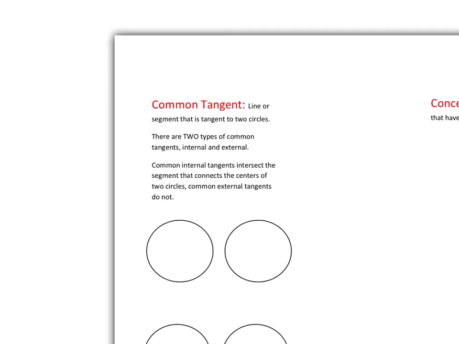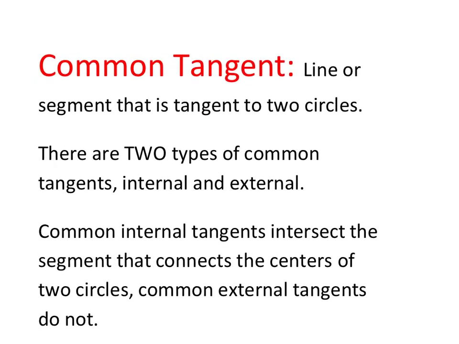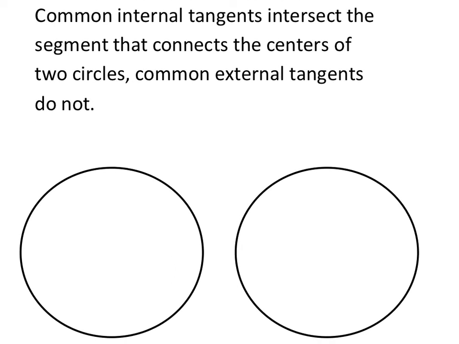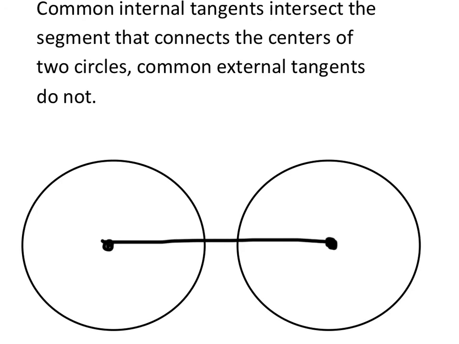Next we have a common tangent. A common tangent is a line or a segment that's tangent to 2 circles at the same time. Now there are 2 different types of common tangents. There's internal and external. Common internal tangents intersect the segment that connects the centers of the 2 circles. So here are my centers with my segment that connects. An internal tangent intersects this black segment. That would be an internal tangent.